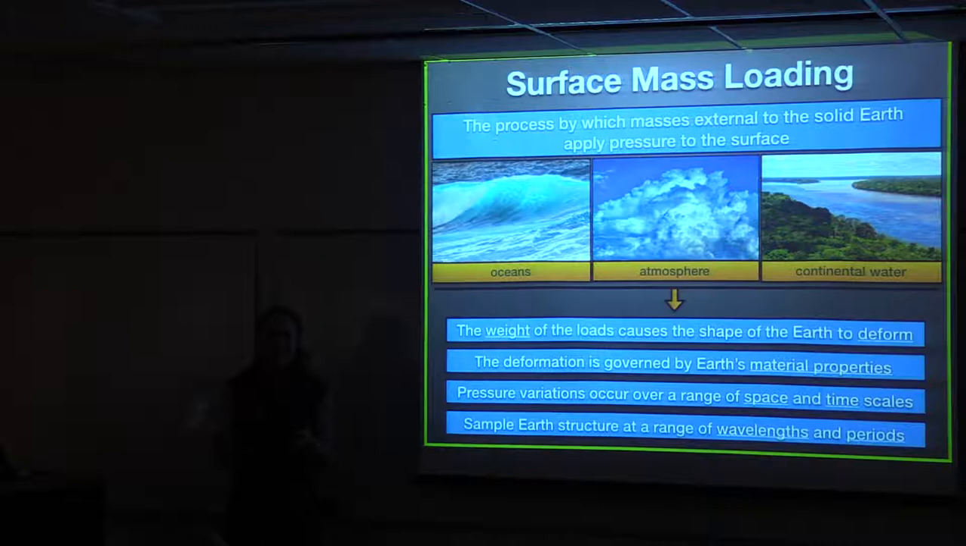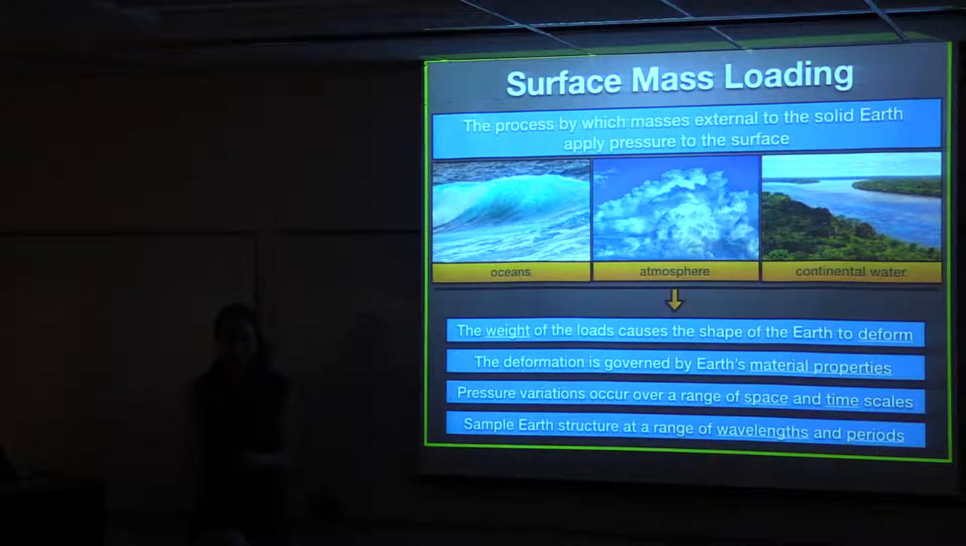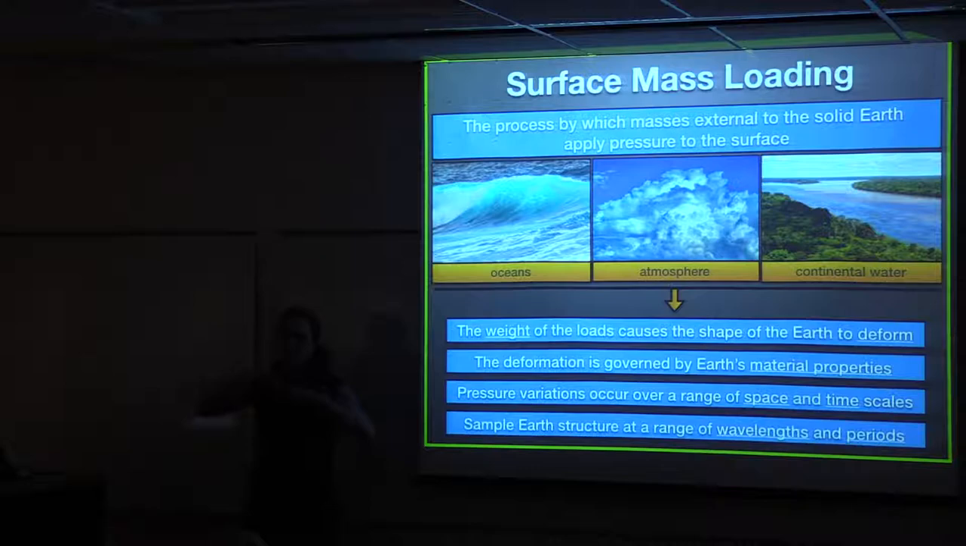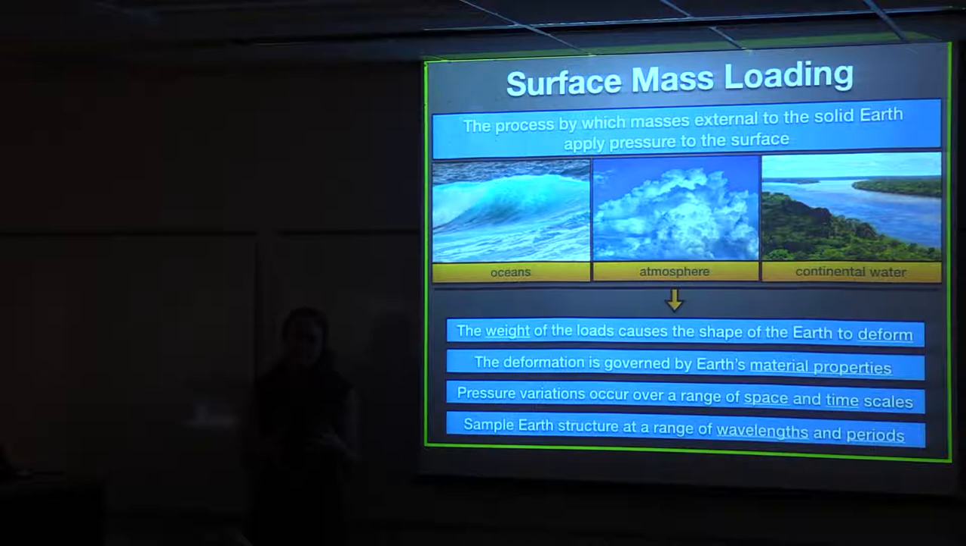But by using surface mass loading as a means of probing the interior of the Earth, this type of response, how the Earth is responding to this pressure being applied to the surface and then relieved, has both an elastic response as well as a gravitational response. And this means, from sensitivity analyses as well, that we can independently constrain density and elastic structure in the Earth using a geodetic technique like this.